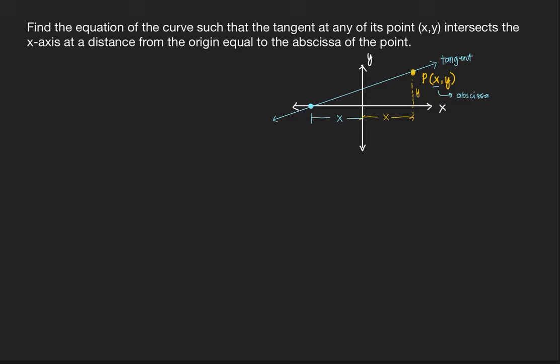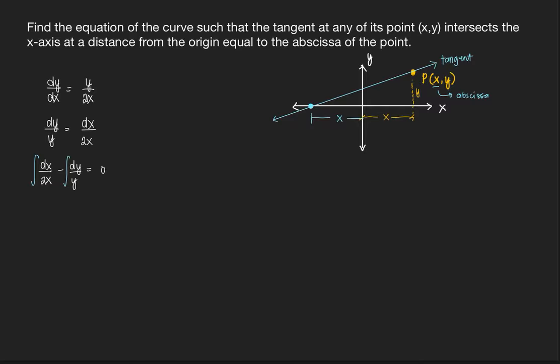So from the drawing, the slope dy/dx is equal to y over 2x. And that's already our differential equation. So dy over y equals dx over 2x. So dx over 2x minus dy over y equals 0.